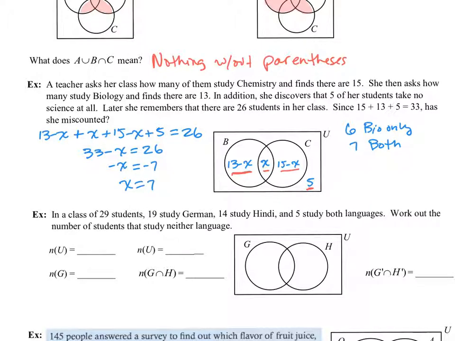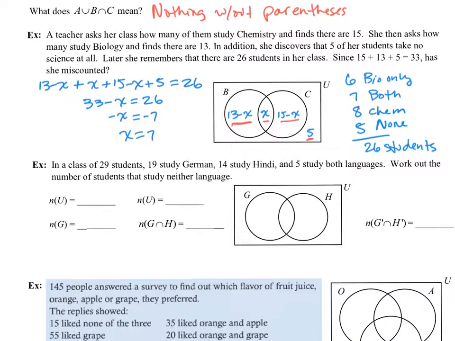And then we'd have 15 minus 7, or 8 students that take chemistry. And then don't forget about the 5 that take no science. Okay, if you total 6, 7, 8, and 15, that totals the 26 students that are in the class, and the mystery is solved. All right, let's take a look at another example.